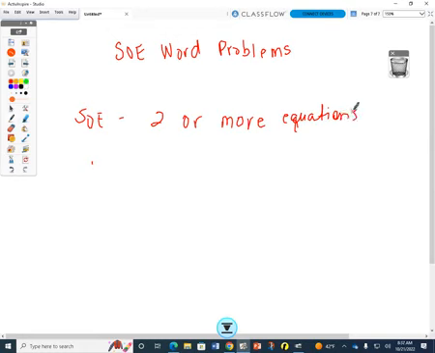But there's something more specific. Two or more equations. So what else? Not any two equations can be a system. So what has to be true about those equations? What has to be true about the two equations in a system? Ari, do you know?